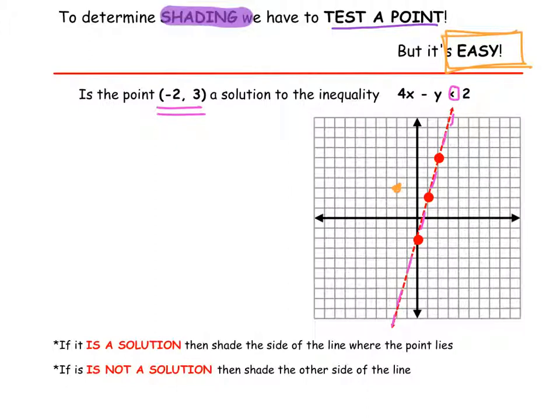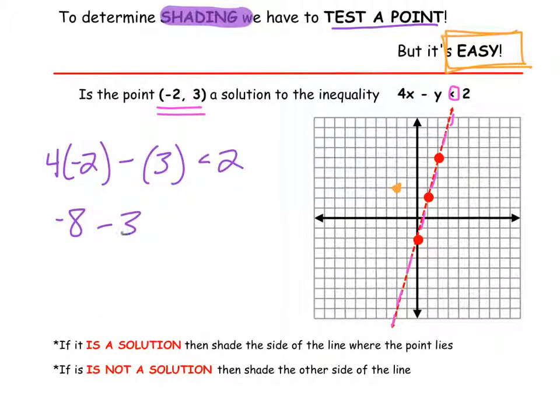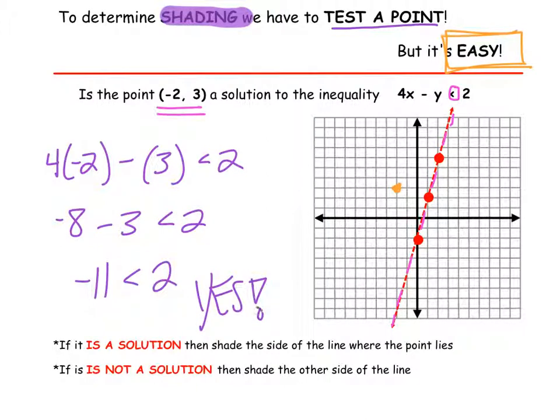However, let's test the one that was provided, and let's see what happens. So if I plug it into my inequality, I get 4 times -2 minus 3 is less than 2. Let's solve. 4 times -2 is -8. Minus 3 is less than 2, which gives me -11 is less than 2. Yes, this is a true statement, and so it is a solution. And notice down at the bottom it says, if it is a solution, then you're going to shade the side of the line where that point fell.